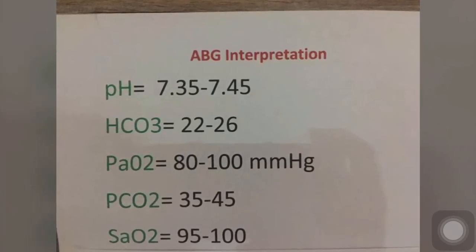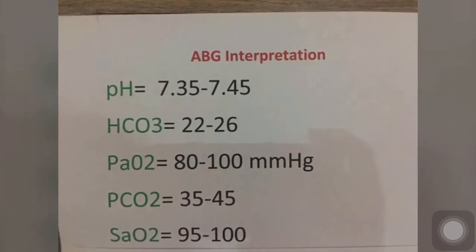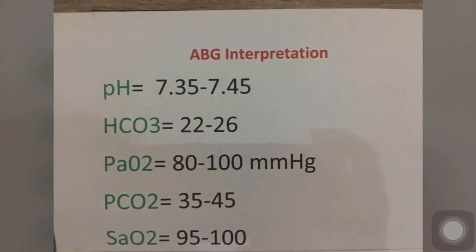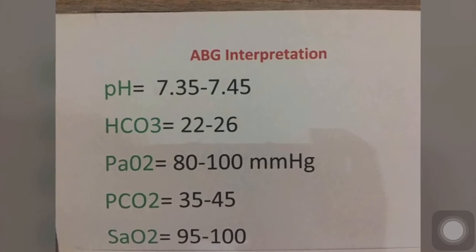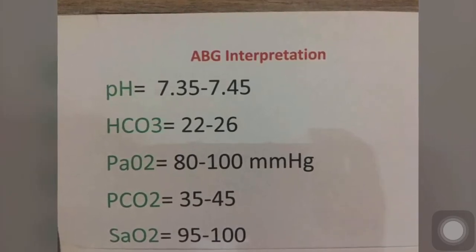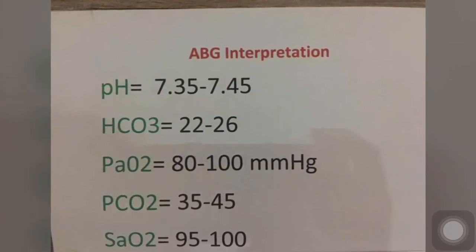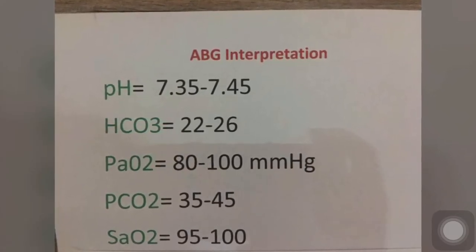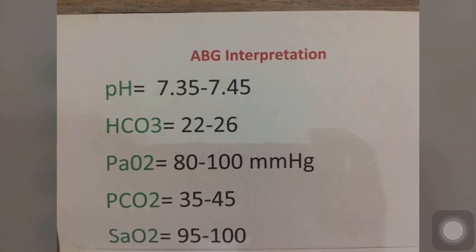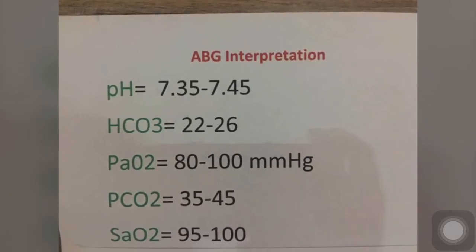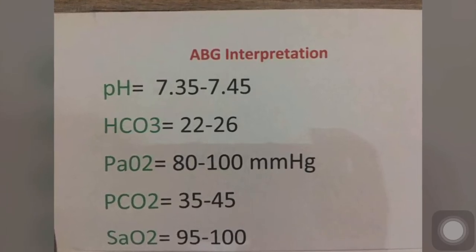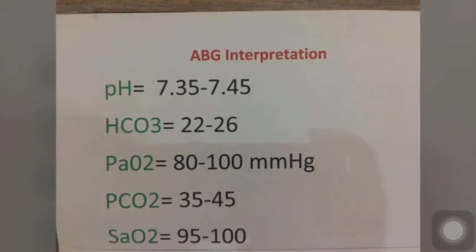The pH, 7.35 to 7.45. Then our HCO3 or bicarbonate, 22 to 26. Then PaO2, 80 to 100 mmHg. And then the PCO2, 35 to 45. And then the oxygen saturation, 95 to 100.